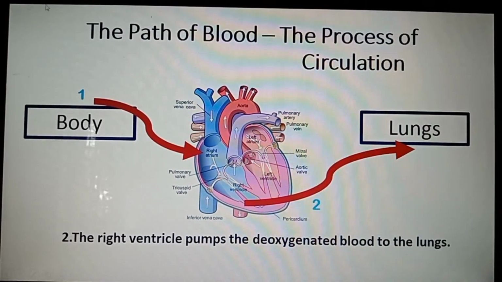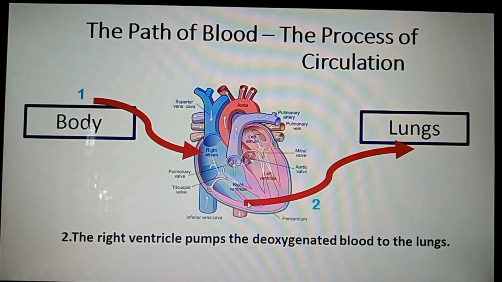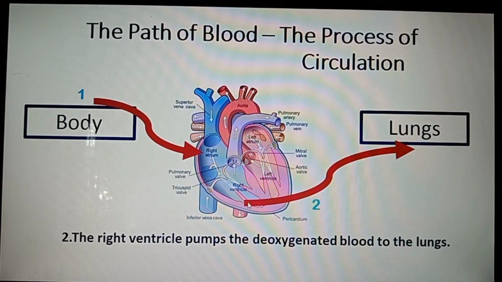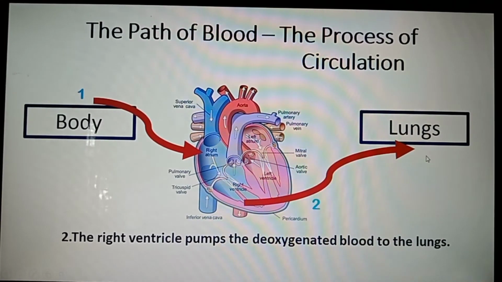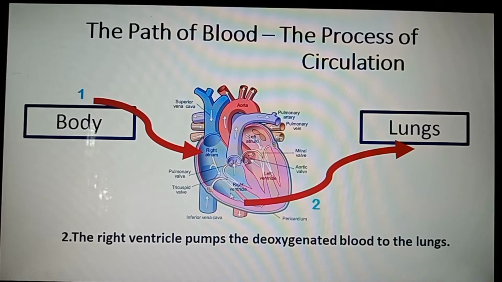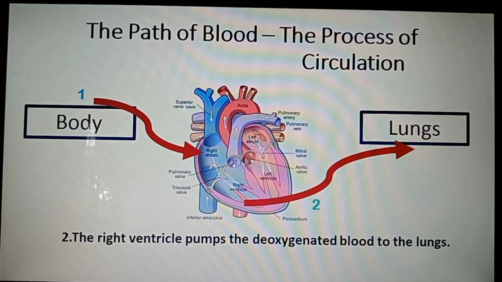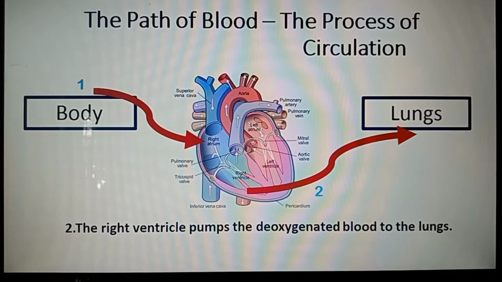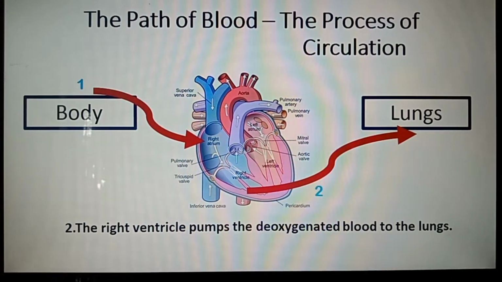Ang tanong, anong magdadala ng dugo na pinump ni right ventricle papunta sa lungs? Sagot? The pulmonary artery. Yan ang magdadala ng dugo papunta sa lungs na pump ni right ventricle. Again, remember, the blood there is with carbon dioxide. Ano ba ang gagawin ni blood sa lungs? Okay, dalawa pong bagay ang gagawin ni blood sa lungs.